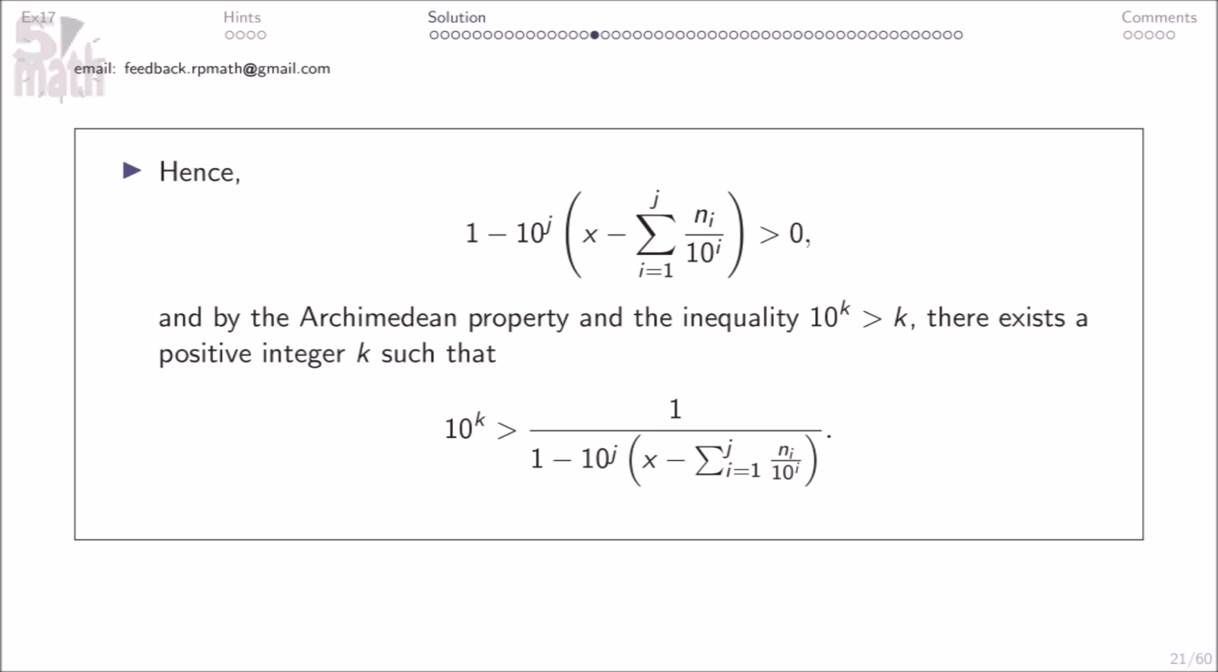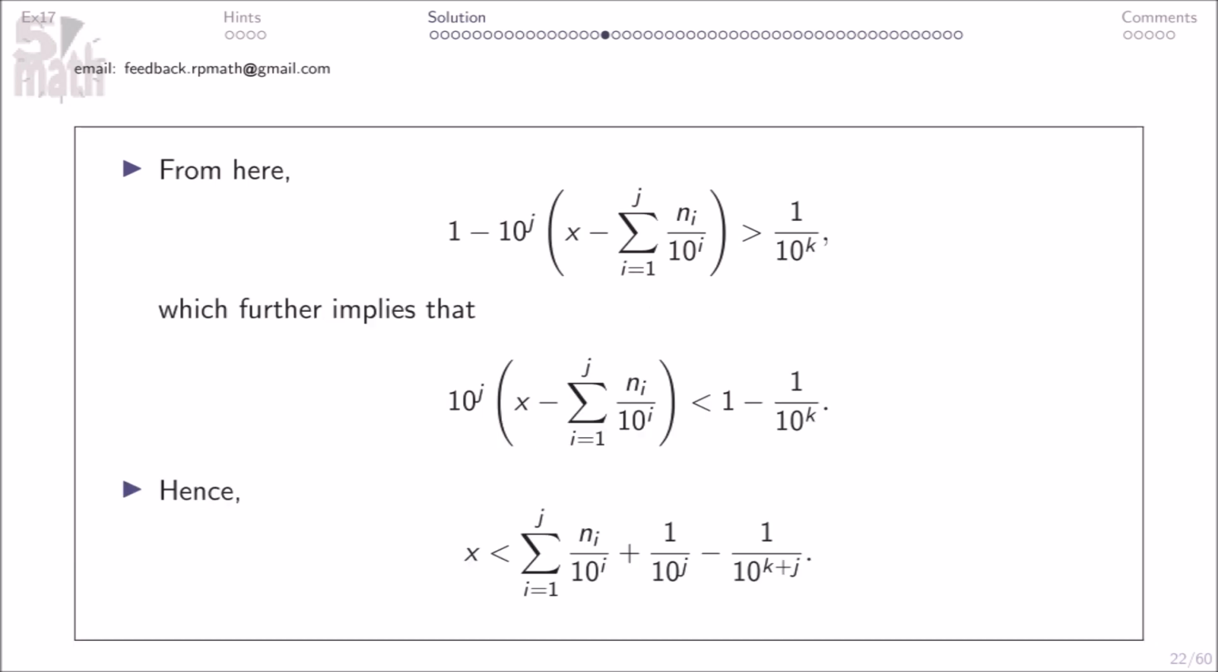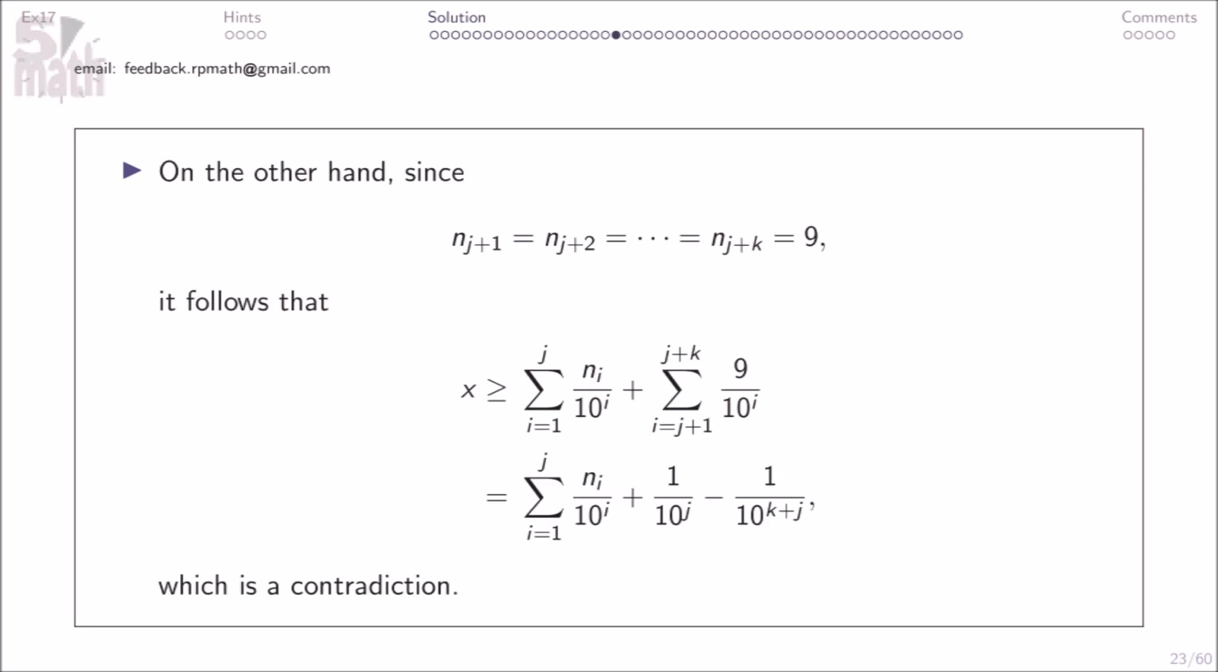Hence this. And by the Archimedean property and the inequality 10 to the power k greater than k, there exists a positive integer k such that this. From here, this, which further implies that this, hence this. On the other hand, since this, it follows that this, which is a contradiction.